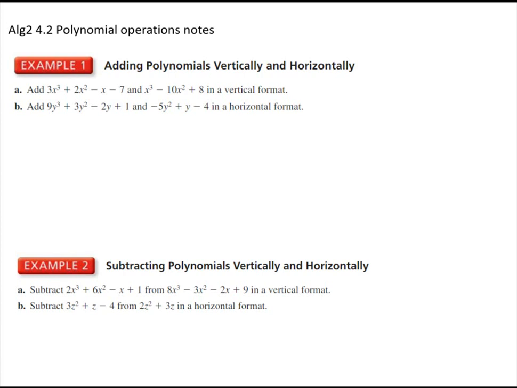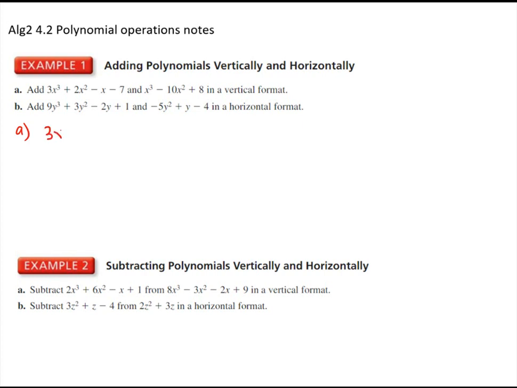All right, Algebra 2, Lesson 4.2, Polynomial Operations. Okay. So example 1 here, we are going to add the polynomials. One way to do it is to add it vertically. So in example A here, I'll show you how to add these polynomials vertically.